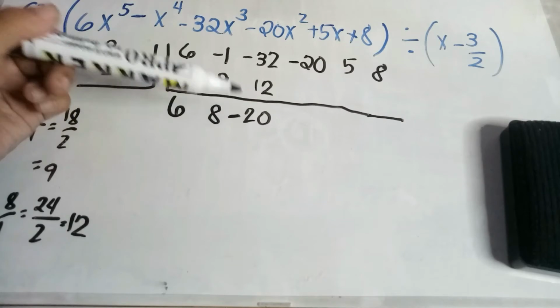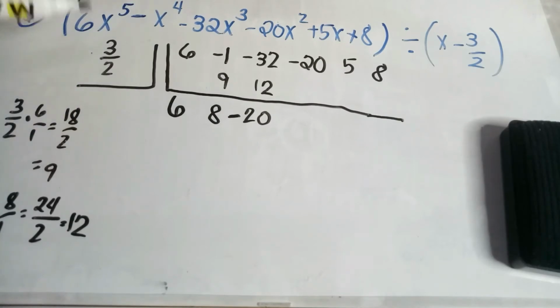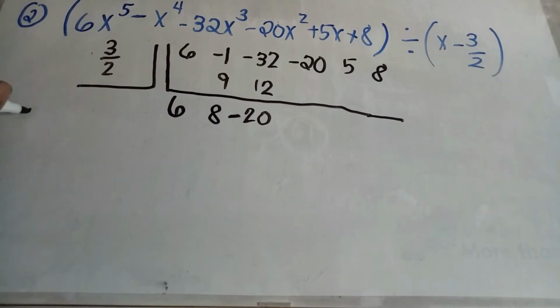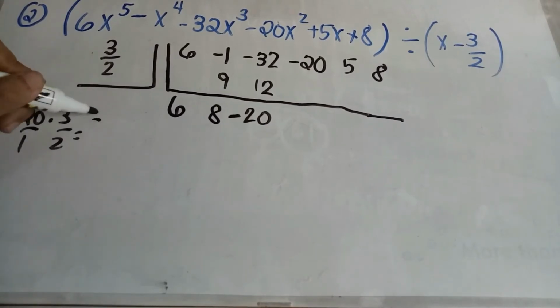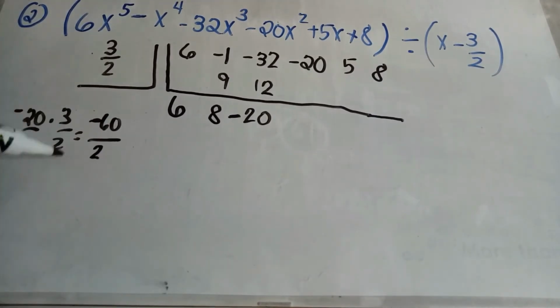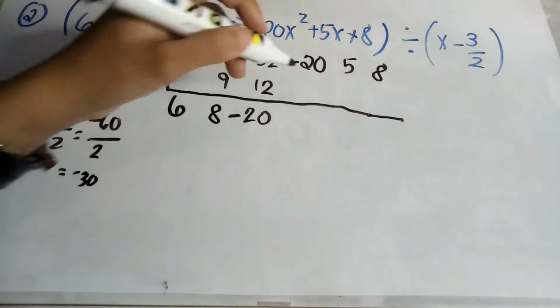Then negative 20 times 3 over 2. So we have negative 20 times 3, we have negative 60. Then 1 times 2 is equal to 2. Then negative 60 divided by 2 is equal to negative 30.